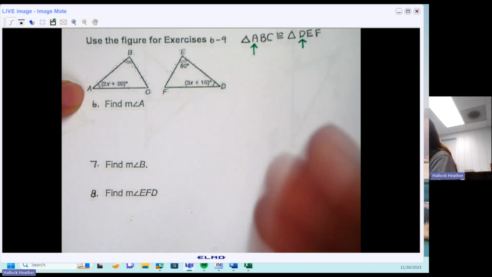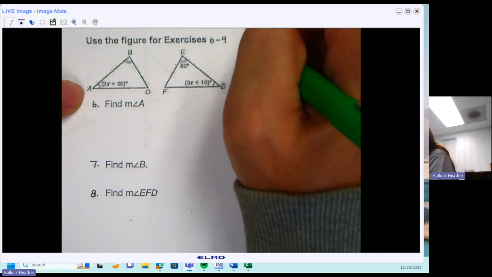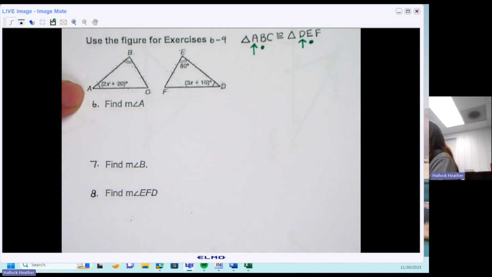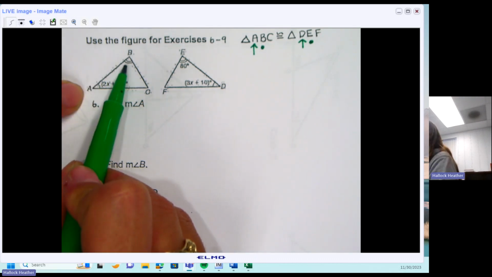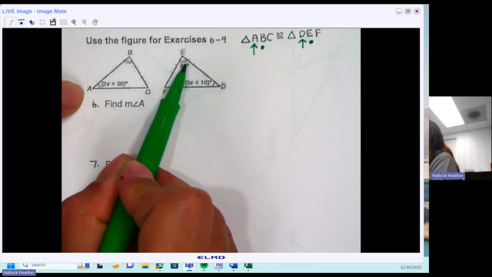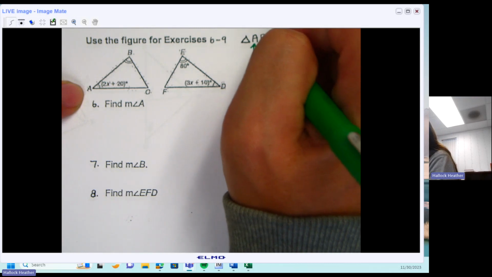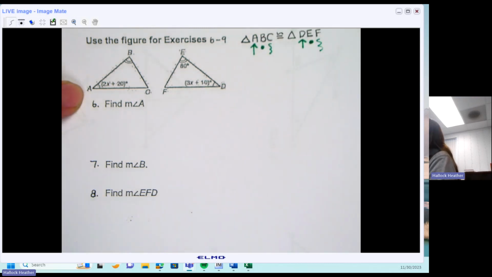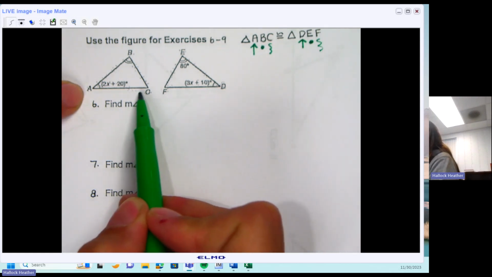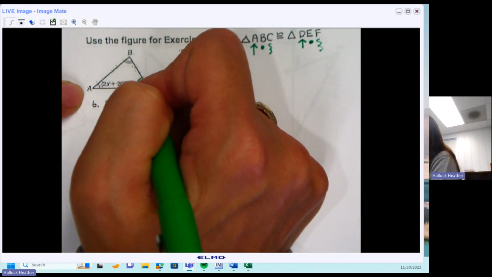If you look at the middle letter, B, and the middle letter over here, E, B and E should be congruent to each other. So B has 2 arc marks and E has 2 arc marks. Those are congruent to each other. The last one is C, right here. The last one is F, right there. C and F are also congruent to each other. They didn't put a little arc mark there. If you want, you can add your 3 arc marks.